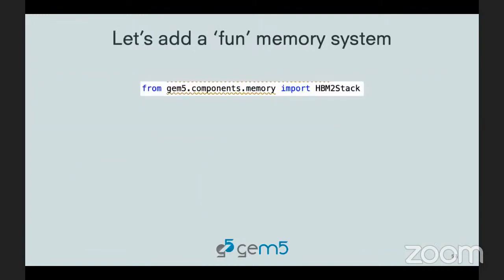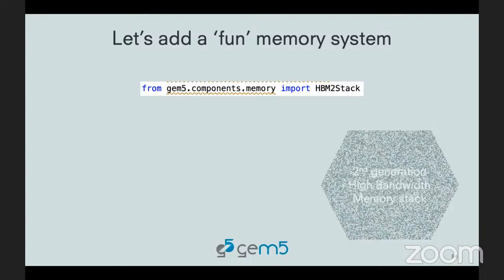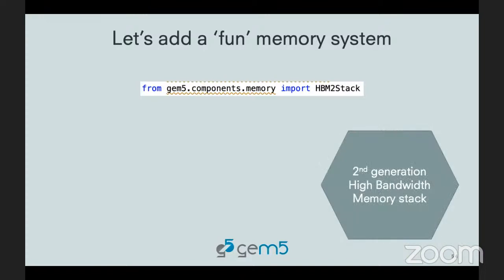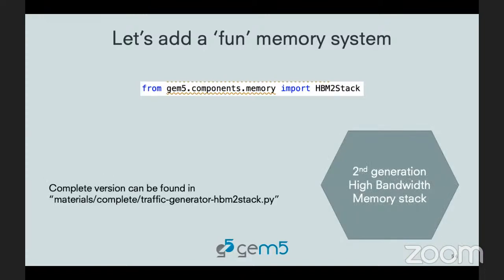Because I just wanted to actually challenge you ever so slightly, right? I'm sick of talking about DDR3 1600, right? Let's add a fun memory system to this traffic generator, something that is actually semi-interesting. So in the latest version of gem5, we have an HBM2 stack. That's how you would import it. That means a second generation high bandwidth memory stack.